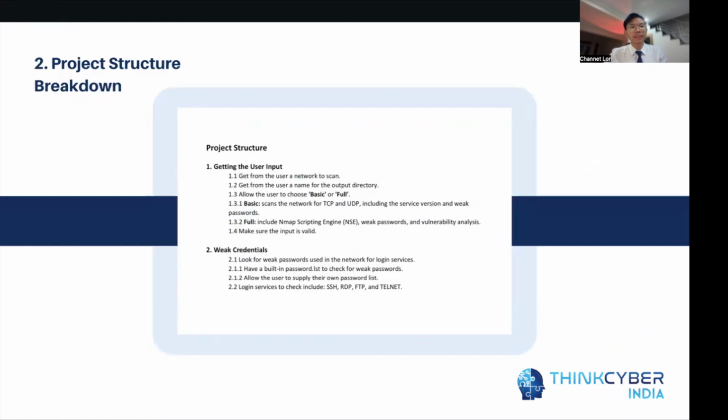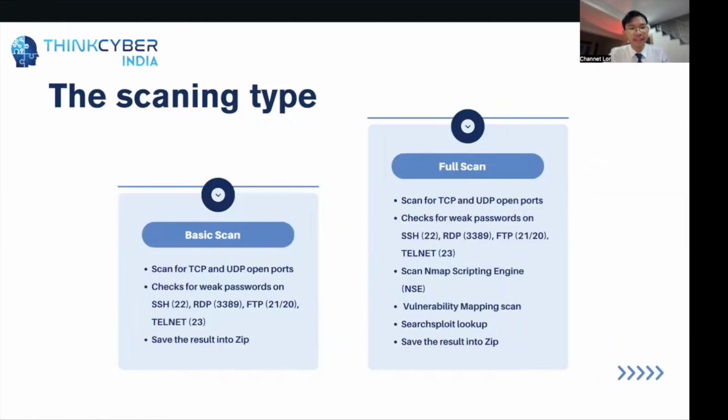So here is the project structure for the scanning. I have separated it into 2 parts based on the basic scan and full scan. The basic scan covers UDP and TCP open ports, and checks for weak passwords on 4 ports: SSH, RDP, FTP, and Telnet. And we also save the result into a zip file.